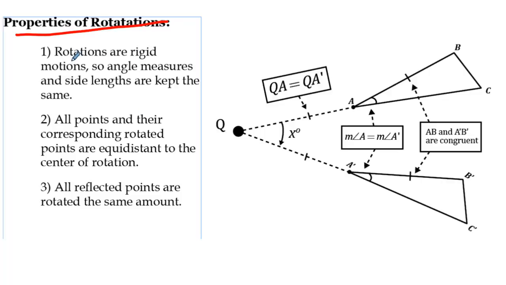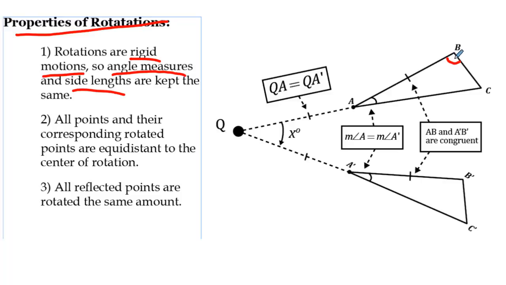Number one, look over here. Rotations are rigid motions. So that means two things. One, the angle measures and side lengths are kept the same. They're congruent. They're equal, okay? So for example, look over here. What in the world does that mean?